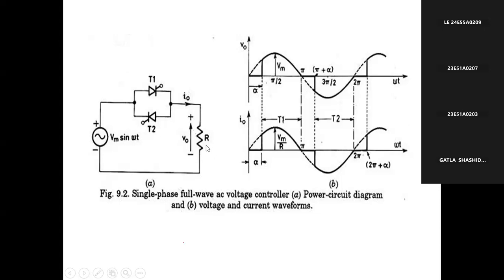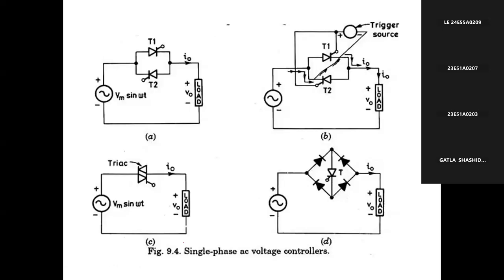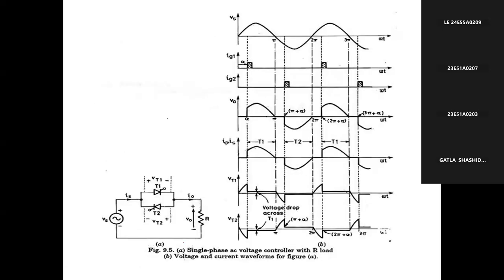Okay, this is the full wave rectifier. I have shown the load is resistance. Now see the remaining waveforms also. So the same circuit I am showing here, single phase full wave rectifier, sorry, not rectifier, AC voltage controller.